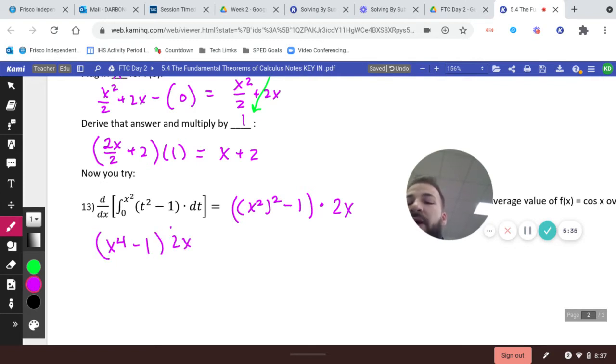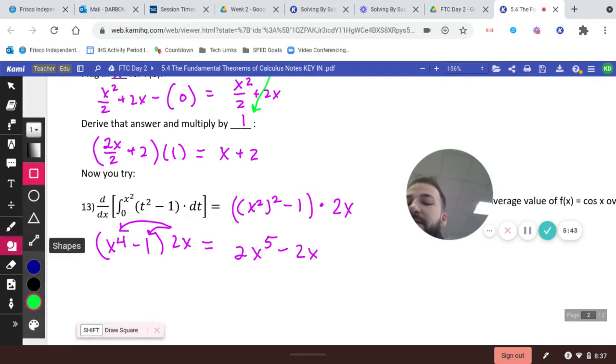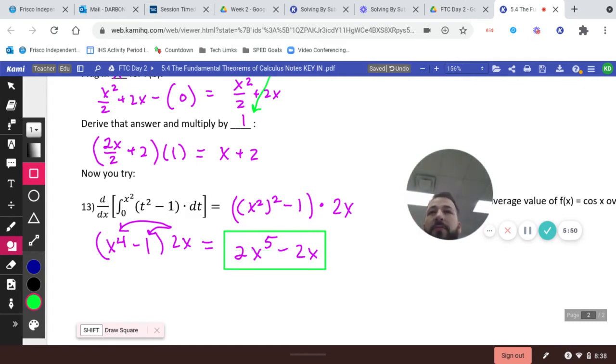So then multiply by 2x, distribute it to everything on the inside, and we get as a final answer 2x to the 5th minus 2x. And that is all you have to do for your second fundamental theorem.